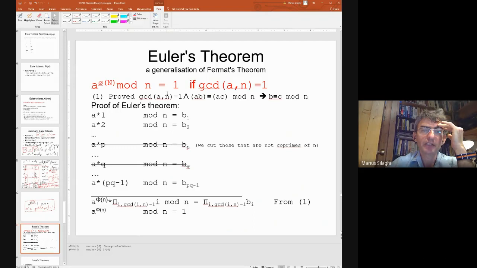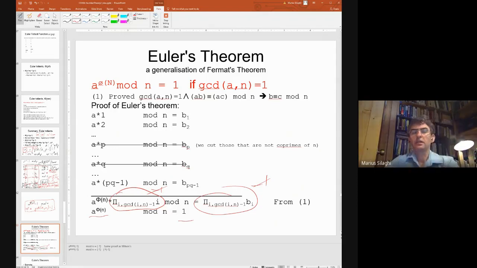So if n is a product of two numbers, p and q, then the numbers that are not relatively prime to n will be the multiples of p or the multiples of q. So we remain again with a at power Euler totient of n, and exactly the proof that we have seen on the last slides. In particular, we have this product equal to this product from Wilson's theorem. They're both equal to -1. Cut them, and we remain with a at Euler totient equals 1, which is known as Euler's theorem.